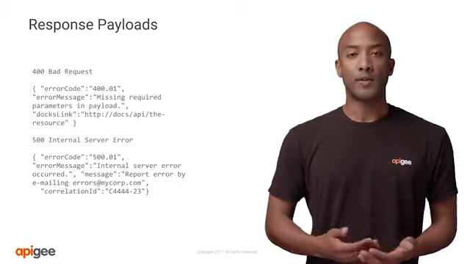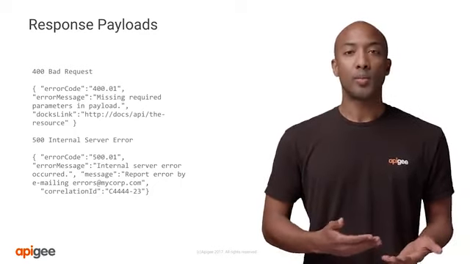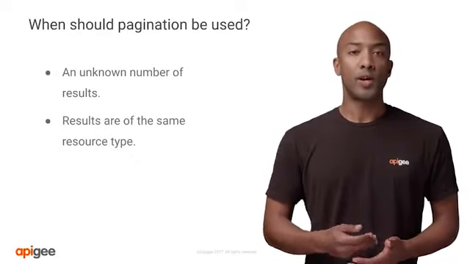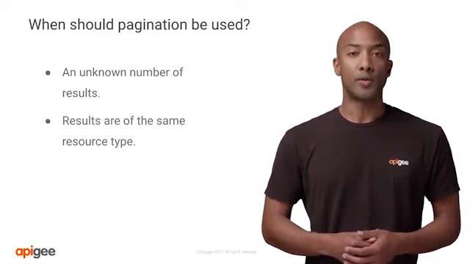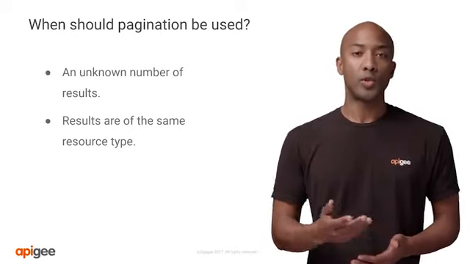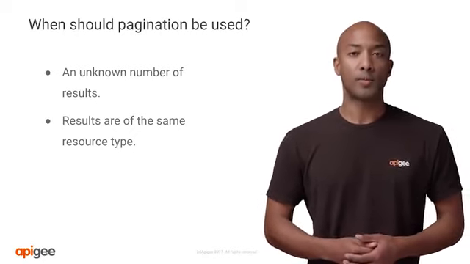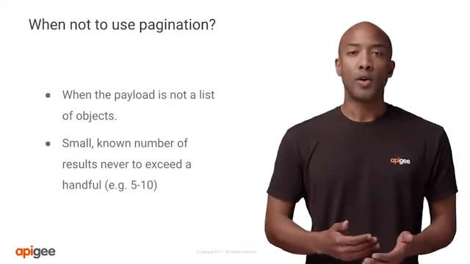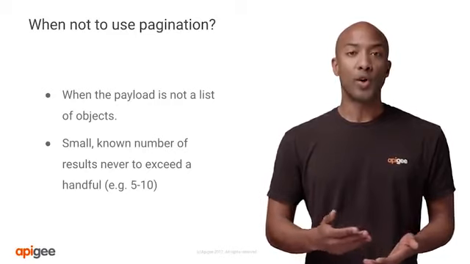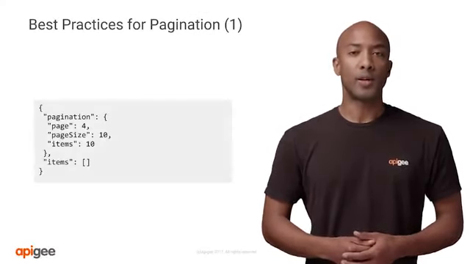Now that we have discussed the response codes, let's talk briefly about pagination. You should paginate the response when there is an unknown number of results and the results are all of the same type. We'll show a few examples later on. Now, you don't want to paginate if the response is not a list of objects or the response only contains a few items. Let's take a look at another example.